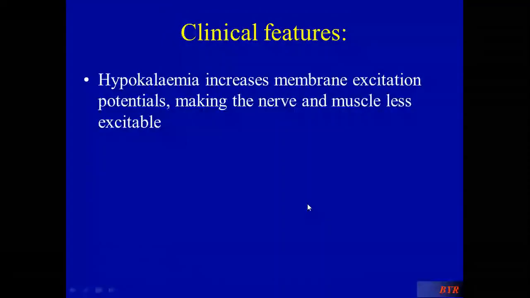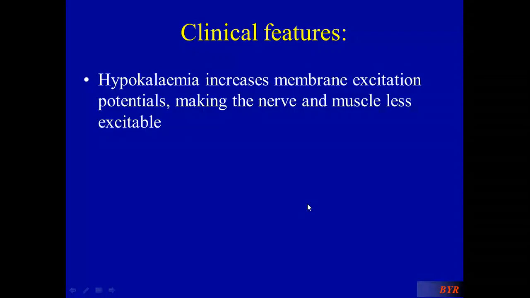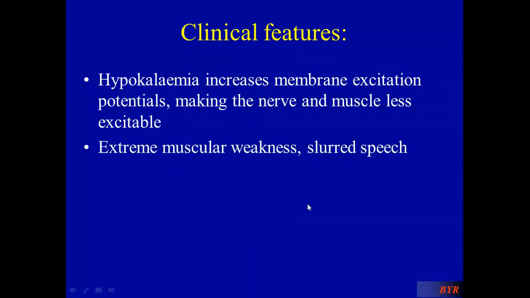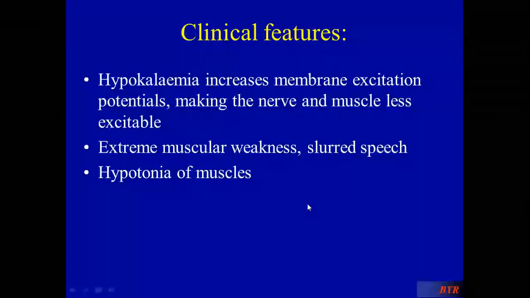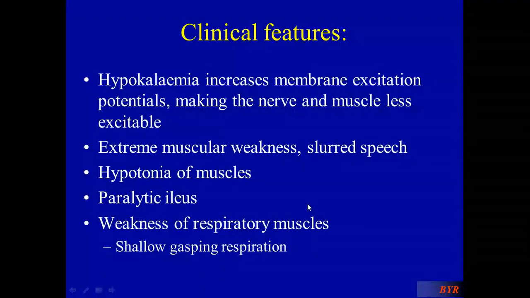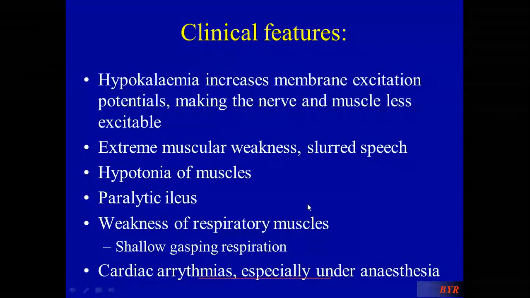Clinical features of hypokalemia. It increases membrane excitation potentials, making the nerve and muscle less excitable. There will be extreme muscle weakness, slurred speech, hypotonia of the muscles, paralytic ileus, weakness of respiratory muscles. Then there will be even weakness of the cardiac muscle and cardiac conduction system, producing cardiac arrhythmias. So hypokalemia causes arrhythmias and weakness of skeletal and smooth muscles in the body.